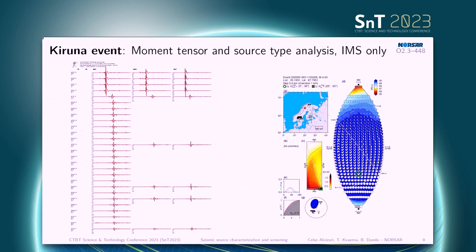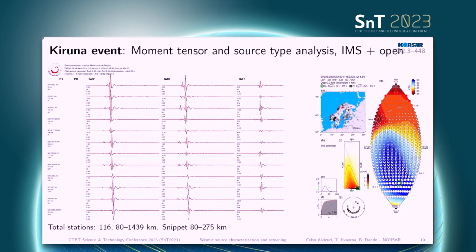On the other hand, if I use IMS with open stations, this is the result. Here I am only showing a snippet of the results. I'm showing stations between 80 to 275 kilometers. But in total for this event, I used 116 stations up to 1500 kilometers. And the best fitting solution is in this so-called negative isotropic or collapse region of the lune.